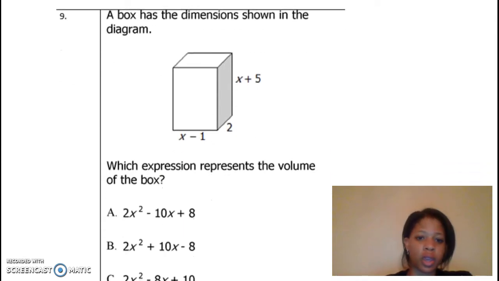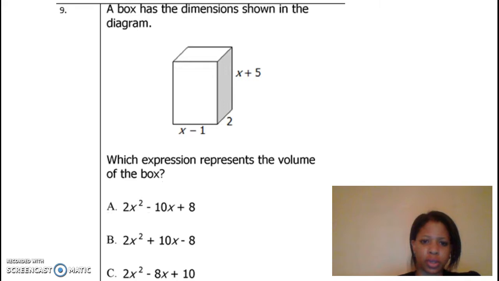Just bear with me. So typically whenever you have to find area or volume, you're going to just be multiplying and distributing. So I'll show you how to distribute, and then the acronym you can use to help you remember. So this question says a box has the dimensions shown in the diagram. So one side is x plus 5, another side is 2, and another side is x minus 1. It says which expression represents the volume of the box.